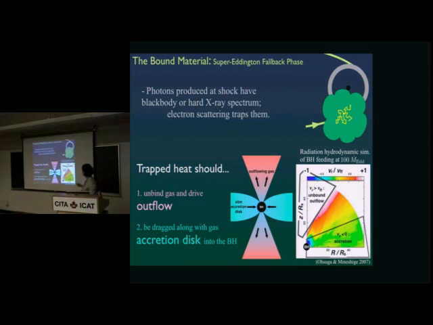And you can see how both of these processes can go on at the same time by having outflowing gas along the pole and a slim accretion disk in the midplane, which is the original orbital plane of the star. This is borne out by numerical simulations.